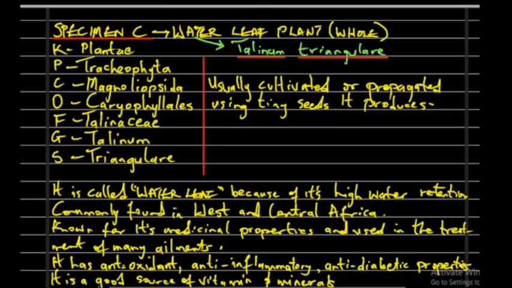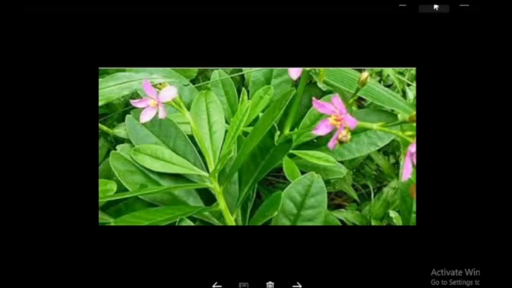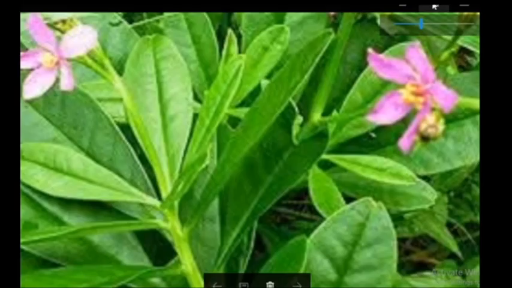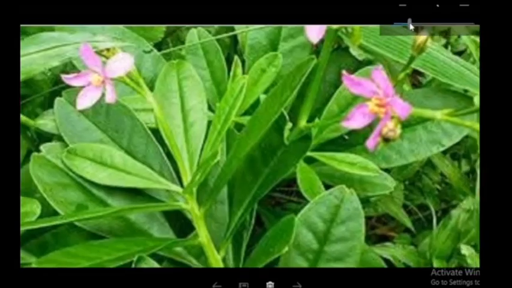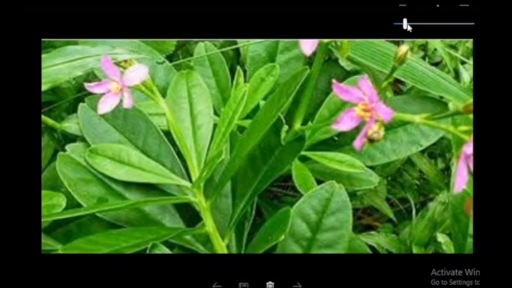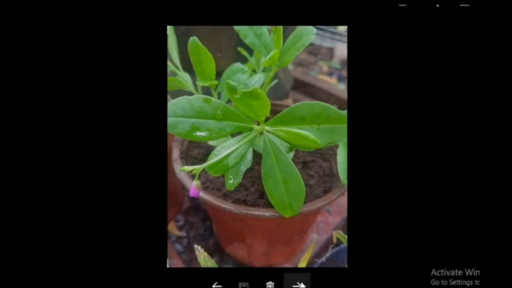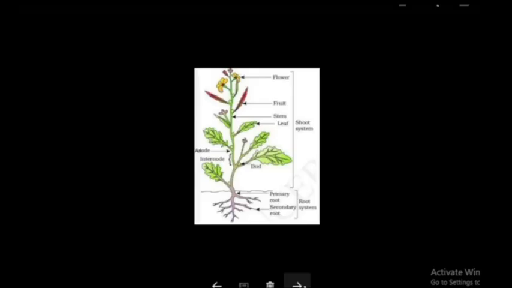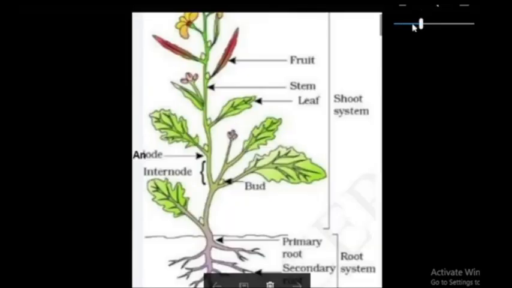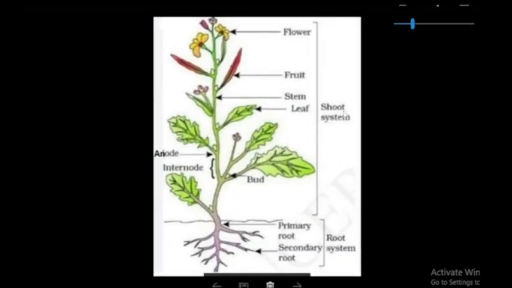And this is what that particular plant looks like. You can see what the waterleaf plant looks like here. So this is an example of the waterleaf plant. You can see it here. That's what the waterleaf plant looks like. Here we also have the whole plant of the waterleaf, and this is a labeled diagram of the waterleaf plant.